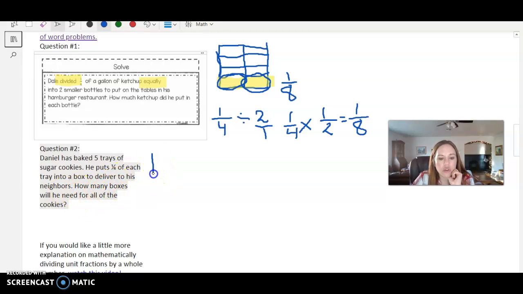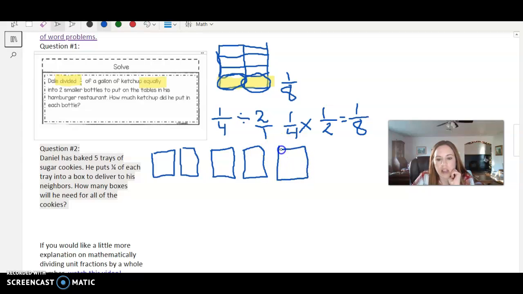So let's draw our 5 trays. Here's 1, 2, 3, 4, 5.